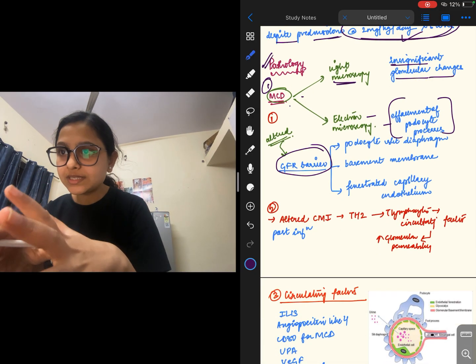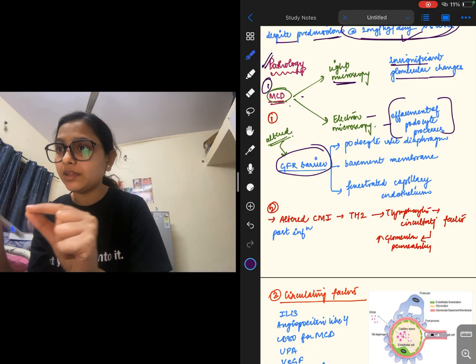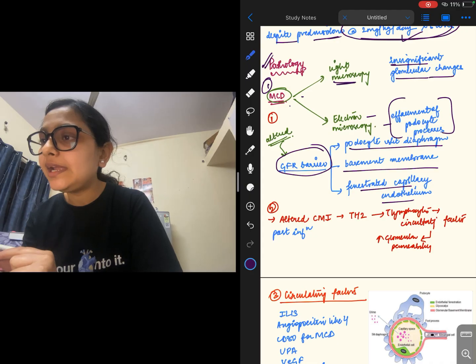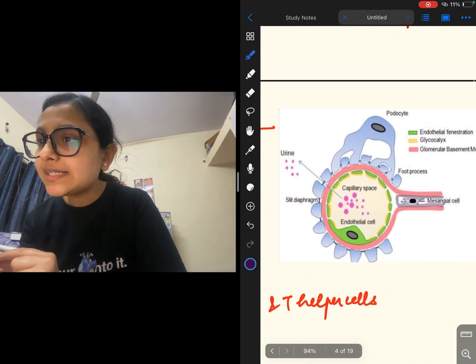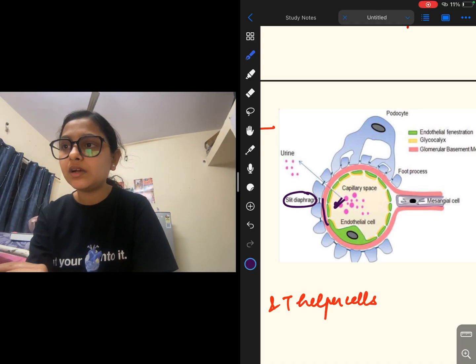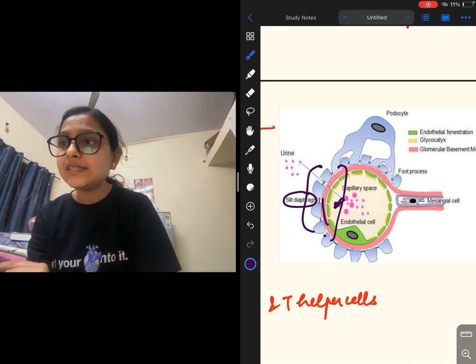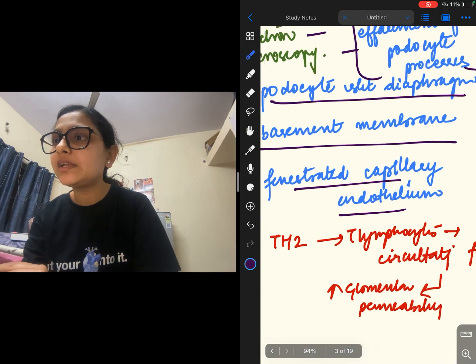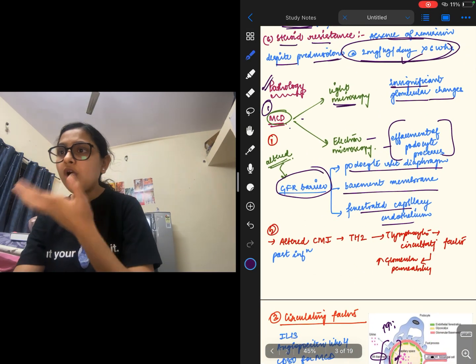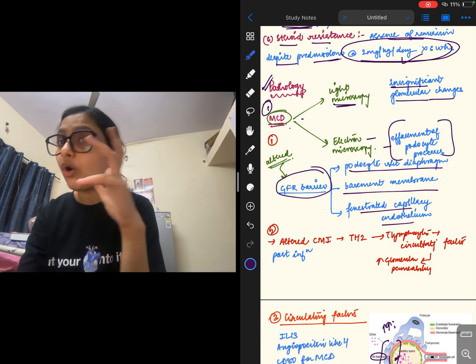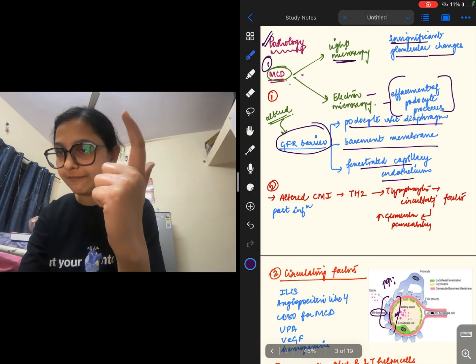What happens in nephrotic syndrome is the glomerular filtration barrier, which is formed by the podocyte slit diaphragm, basement membrane, and the capillary endothelium. See, I will show you. This is the capillary endothelium, this is the basement membrane, and this is the slit diaphragm. All these things are forming the GFR barrier. This gets altered, and the permeability gets altered, leading to decreased GFR.